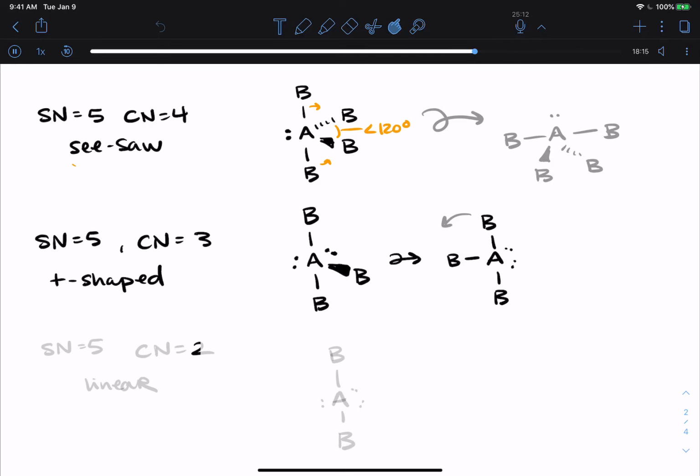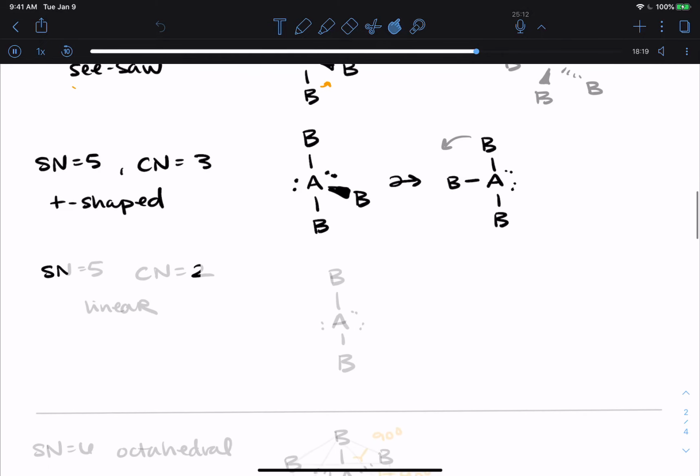I have one more for steric number 5. Thankfully, this one is pretty straightforward. Steric number 5, coordination number 2. So I have 3 lone pairs. They all go around the middle. And this shape looks like where we started way back at the beginning of this video. This is a linear shape.